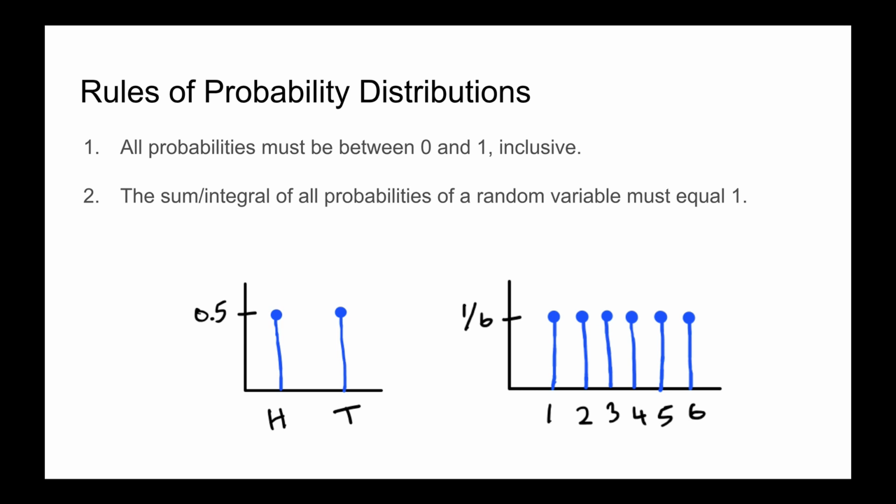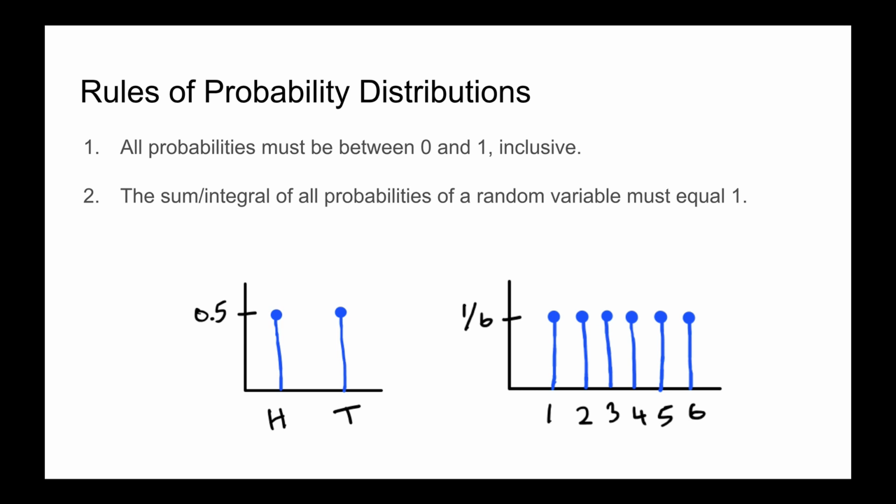And intuitively, you can think of this as we're guaranteed to observe something. Something is going to happen. If we do a coin toss, we're either going to get heads or tails. That's essentially what the second rule of probability distributions is trying to say. If we look at our random variable and it's a coin toss or a dice toss or something, we're guaranteed that something is going to happen. That's why the sum has to be 1.